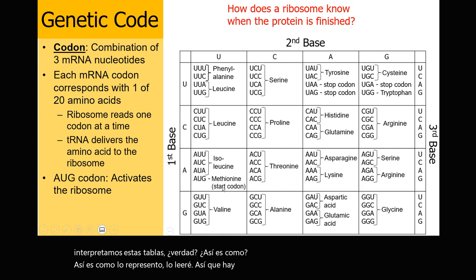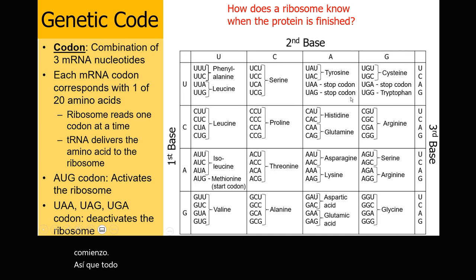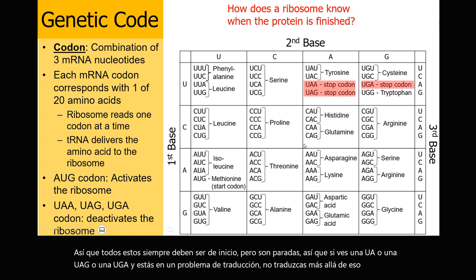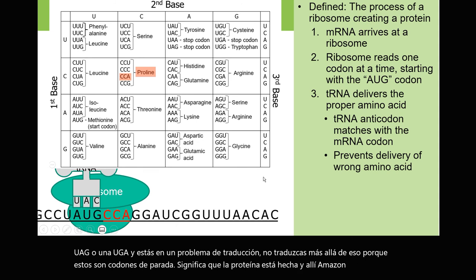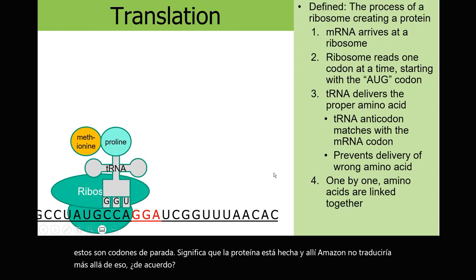So there are special codons, right? AUG is going to be the start. So all of these should always be start, but there's stops. So if you see a UAA or a UAG or a UGA and you're on a translation problem, do not translate past that because these are stop codons. It means that the protein is done and the ribosome would not translate past that, right? Okay. So we can skip this for now.